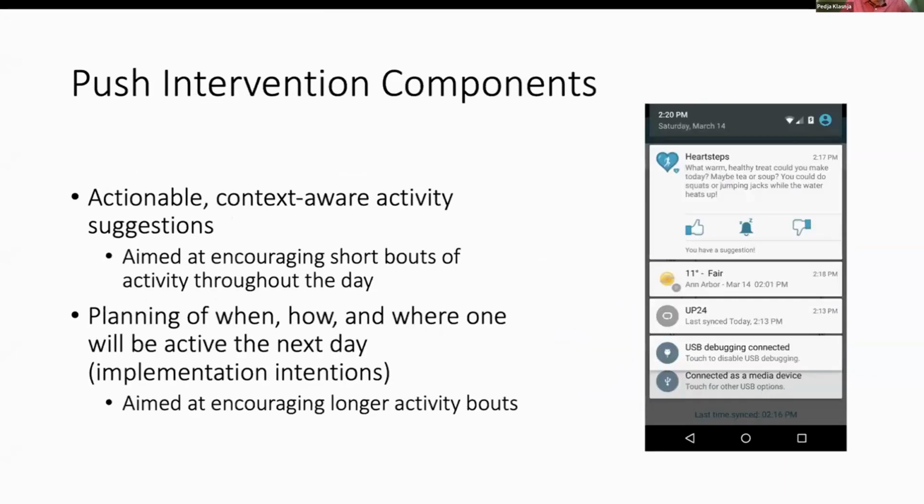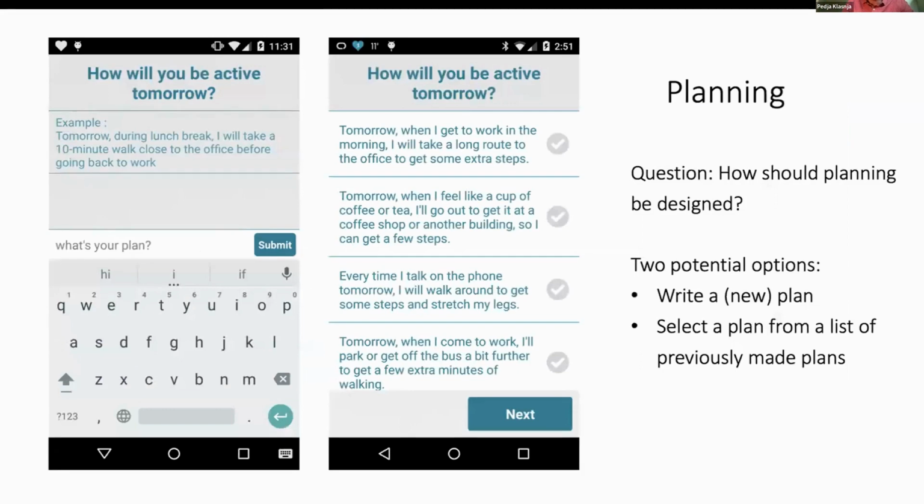And we had these two components, right? One was the contextually aware activity suggestions, which is a component that Walter talked about. But the other component was this planning component that was really trying to help people get some longer bouts of activity by planning the day in advance, right? So in the evening, planning for the next day, when, where, and how they would be active on the next day. This is the notion of implementation intentions from social psychology. And the real question here was, how should this planning actually be designed, right?